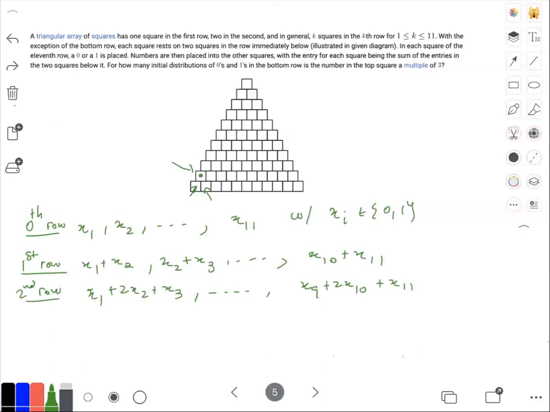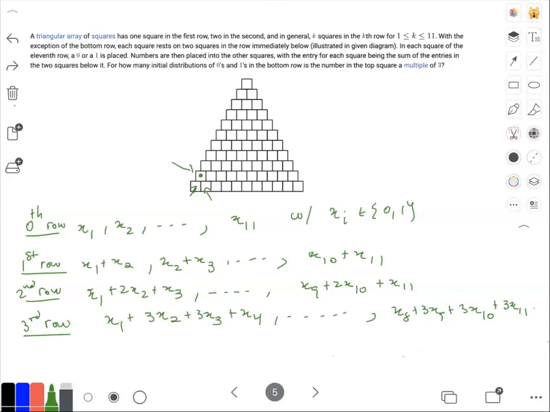If you don't already see a pattern, let's go through another one. The third row consists of the elements: x1 plus 2x2 plus x3, next x2 plus 2x3 plus x4. So adding, we get x1 plus 3x2 plus 3x3 plus x4, and so on until x8 plus 3x9 plus 3x10 plus x11. As of now, you should probably see the pattern.